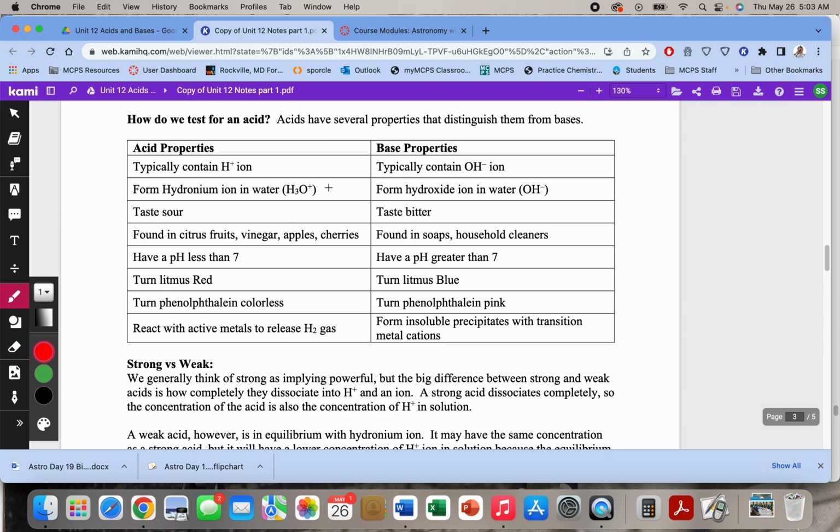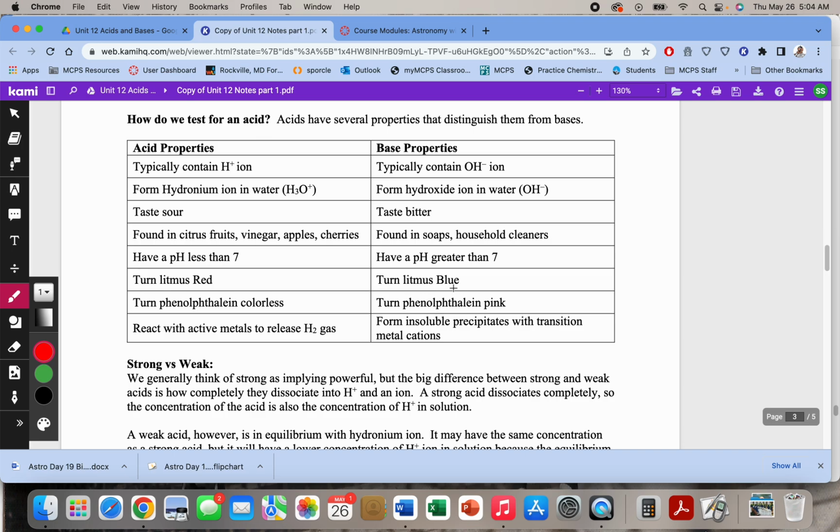Right? We've already talked about a few of them. Acids typically contain H+, create hydronium in water. A few other things, they taste sour. You find them in things like sour apples, like green apples. And the sour acid in green apples is called malic acid, which comes from the Latin for apple.